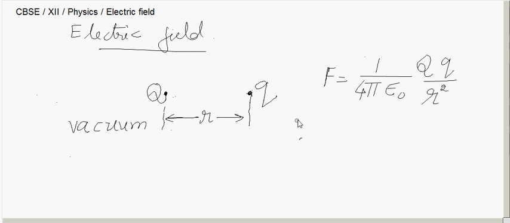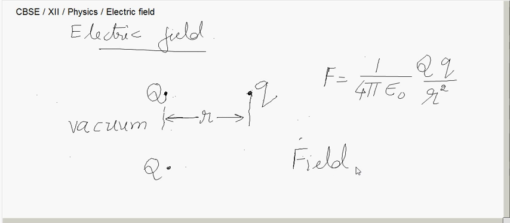So now remove this small q. So in the vacuum, Q is there, so remove q. Is there anything left out in vacuum now? After removing small q, to explain this we introduce the concept of field.